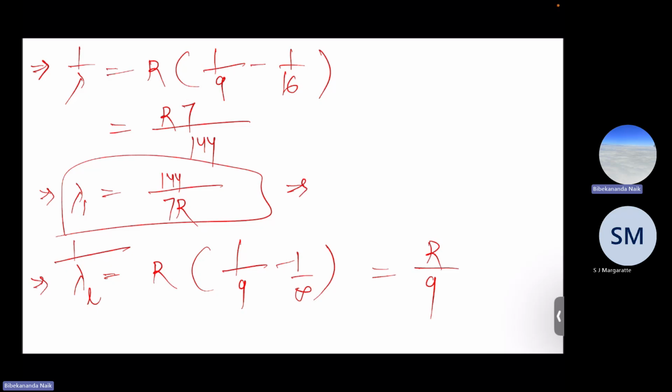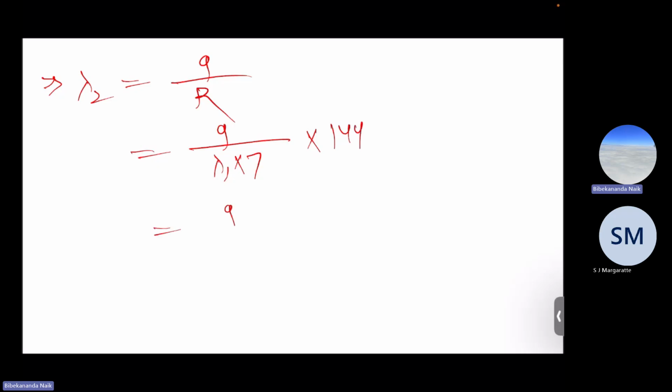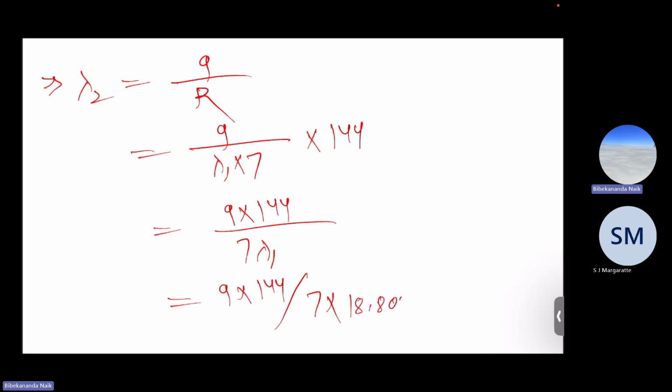So what is the value of R? R is 7 by lambda 1 divided by 144. So if you put the value, what will be lambda L? 9 by R, that is 9 divided by R, where R is 7 by (144 lambda 1). So 9 into 144 lambda 1 divided by 7. So 9 into 144 into 18,800 divided by 7. So if you calculate, it will come out to be 8,225 angstrom.